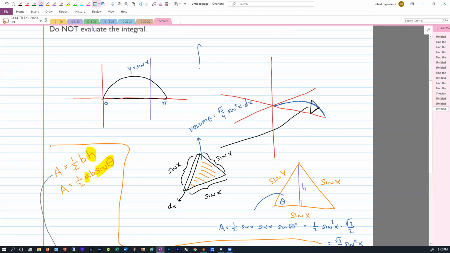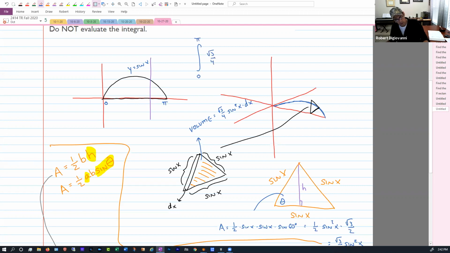So I'm going to integrate from where to where? 0 to pi. And what am I integrating? That formula, √3/4 sine squared x dx. That's it, right there. That integral will give you the volume of that particular solid.